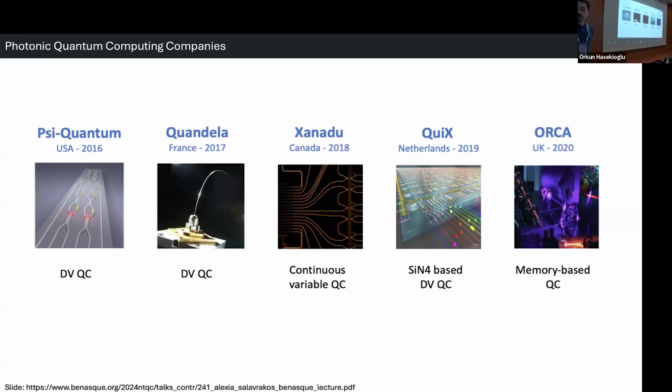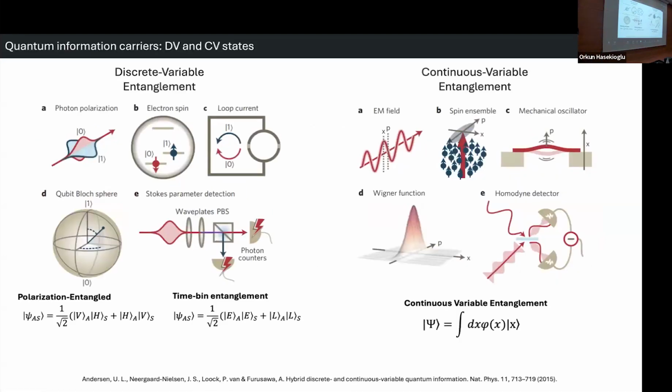It uses memories to store photons before each operation, but I won't get into this. It's a far more sophisticated concept for this school. But if you remember this slide, on the left side we have discrete variable degrees of freedom to create single photon states, and on the right side we see the continuous variable Q modes. It's just a reminder.